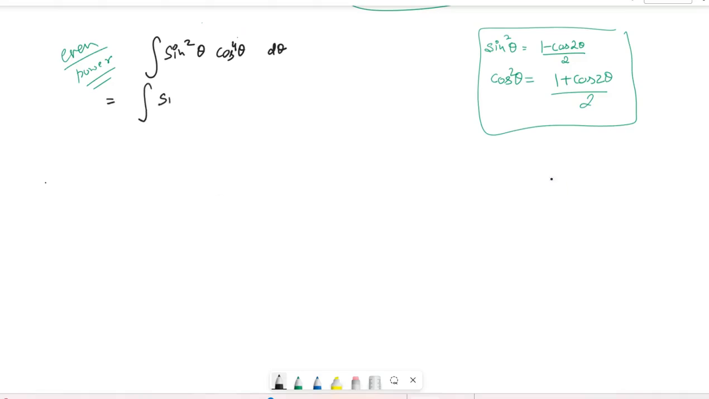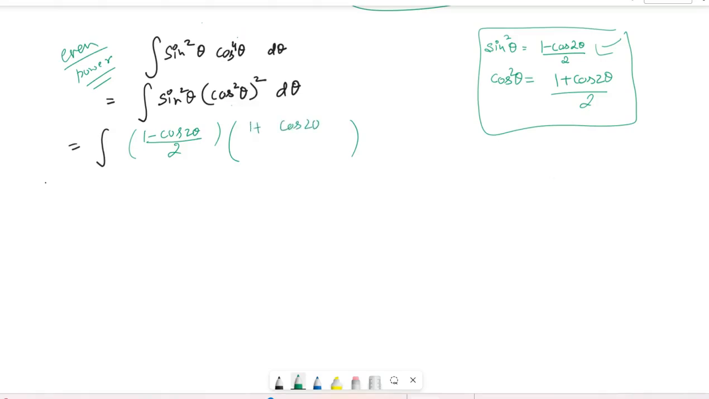Now pay attention, this is sine square theta, but this is cosine 4 theta. I can write it as cosine square theta's square. Does that make sense, right? Square of square is just power 4. Now sine square theta can be replaced using this (1 minus cosine 2 theta) by 2. And cosine square theta can be replaced by (1 plus cosine 2 theta) by 2. But there is a whole square with respect to theta.